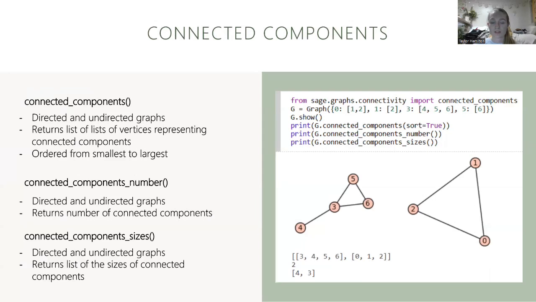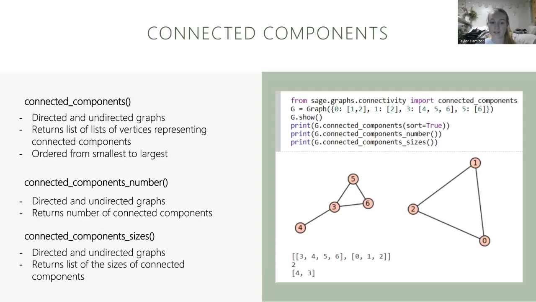All right, and then I have a couple operations that deal with connected components. The first one is the operation connected components. What this does is it returns a list of lists of vertices representing connected components. These are ordered from smallest to largest, as you can see using the sort equals true argument in my example. I have 2 connected components in my example, and using connected components will return a list with 2 lists, one being 3, 4, 5, 6, the other being 0, 1, 2. So these are the vertices of the respective connected components in this graph.